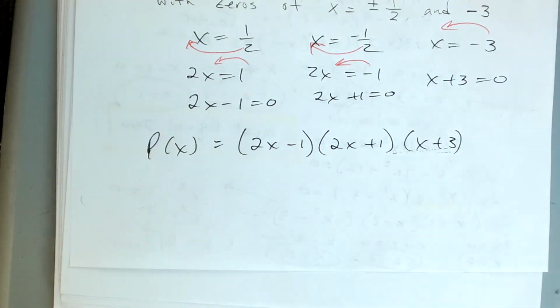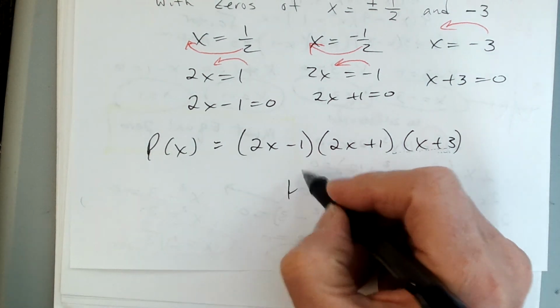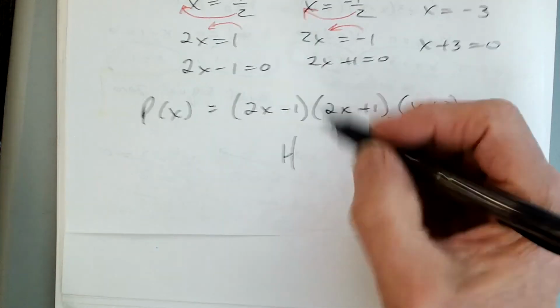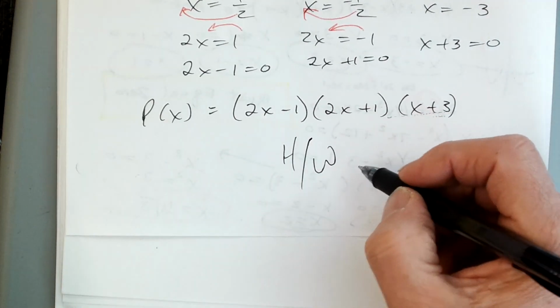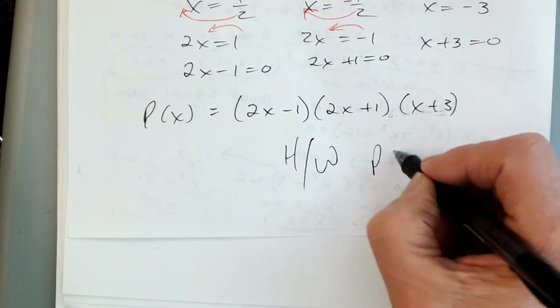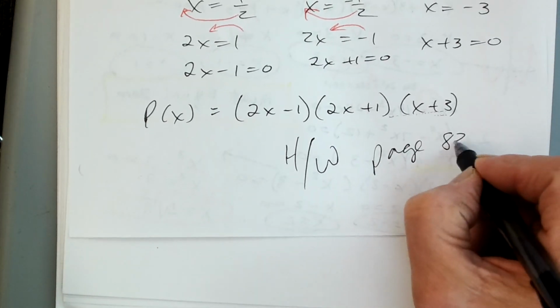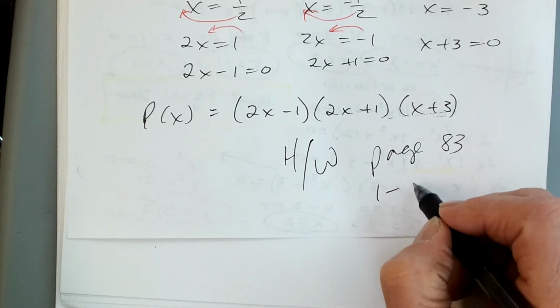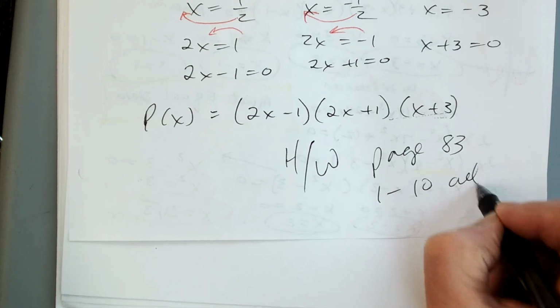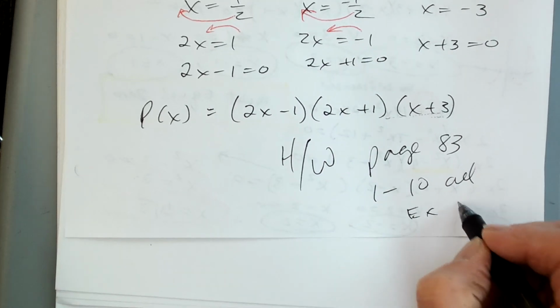So here's our homework for today. And I'll help you. I want to make sure everybody gets the homework done today, okay? We're going to do page 83 out of our journal. We're going to do 1 to 10 all. And our extra is number 14, okay?